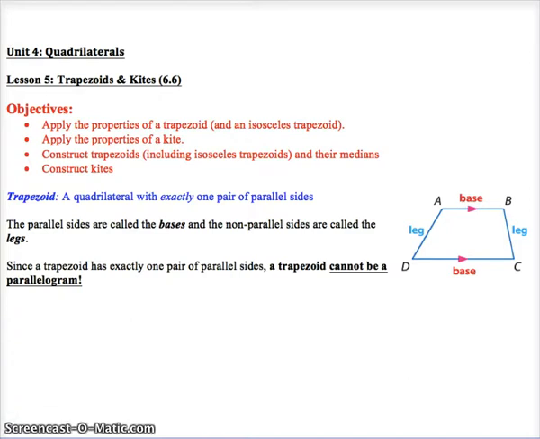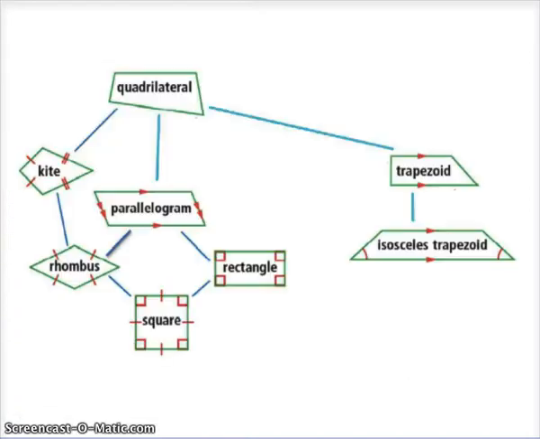Let me recap where this fits in the hierarchy. This is that diagram. It's not in your notes, but it's a diagram I like to use that shows how the whole family tree works for quadrilaterals. Remember, the top is the general, and the farther we go down, the more specific we are. So square has the hardest definition to meet. Quadrilateral is just anything, generically.